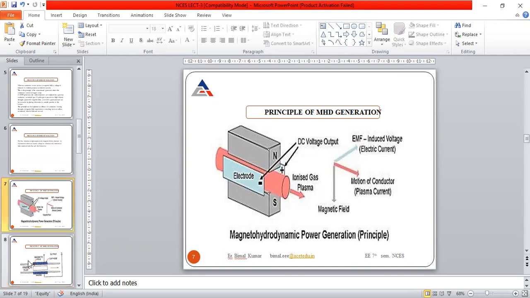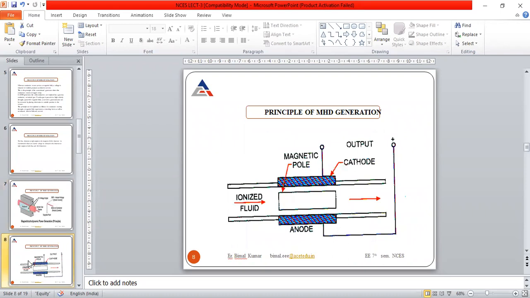Now see here, in this particular case, what will happen? This will be the north and south pole. Here this will be the anode and cathode. This is your magnetic pole. When ionized fluid is passed through it, these electrodes will collect a current or EMF from this particular arrangement.